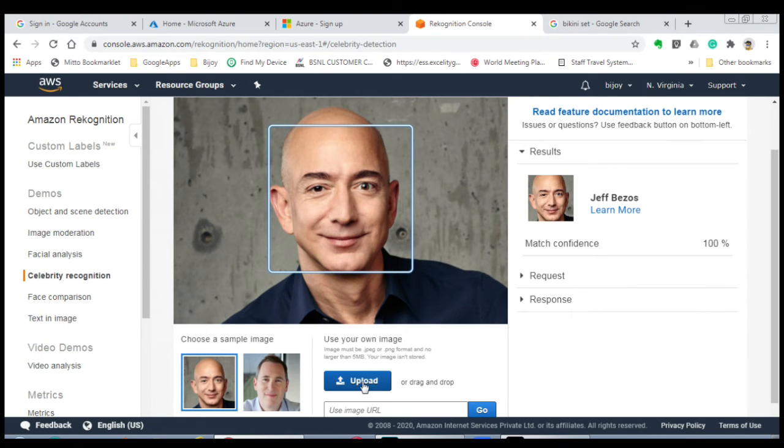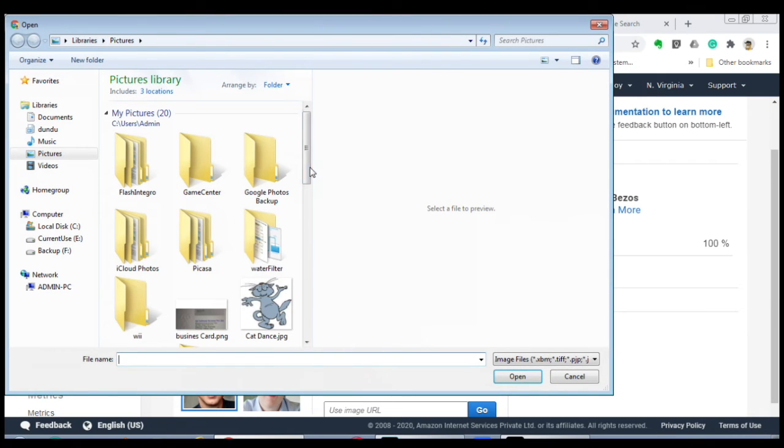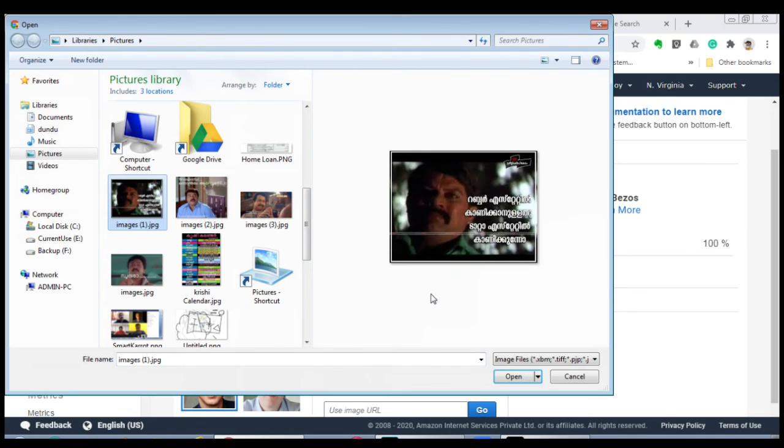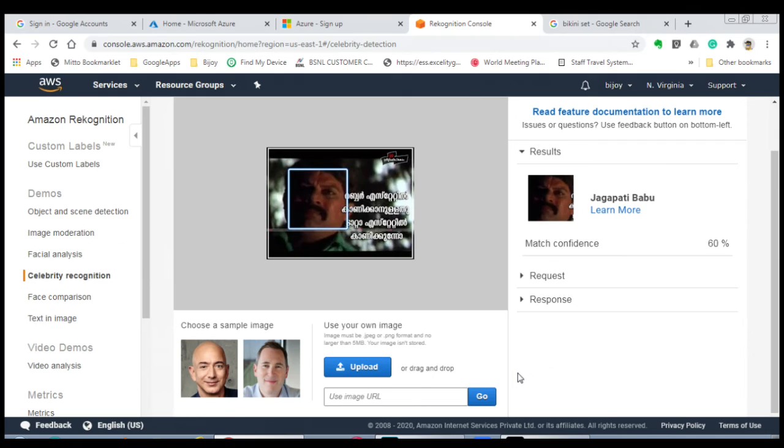Okay, let's move to the next demo. For identifying a celebrity, let's upload the previous photograph once again. This photograph belongs to a film star from South India. It's not a very clear picture, but we can try and see what kind of response it gives. It says Chekapati Babu, which is not well identified, because it is actually Jagati Sri Kumar, another South Indian actor. But the system has shown only 60% probability.